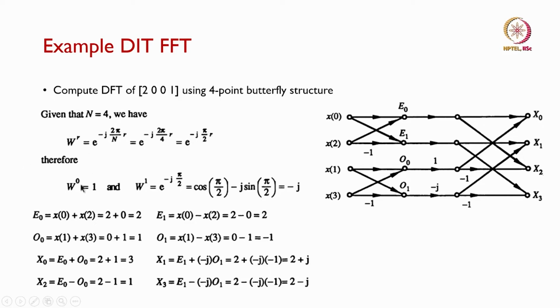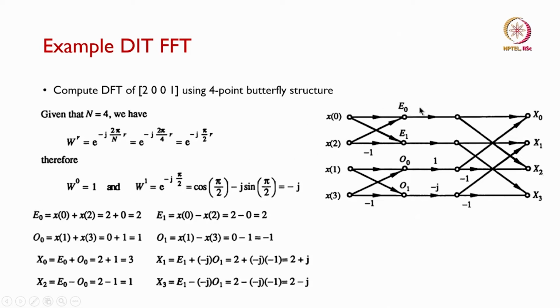W 0 we know is always 1. W 1 is obtained by putting r equal to 1, which gives e power minus j pi by 2, that is cos pi by 2 minus j sin pi by 2. We know cos pi by 2 is 0 and sin pi by 2 is 1, so we end up with minus j. These are the only twiddle factors we need in the computation. So you put 1 here and minus j here. Now do the simple multiplication and addition.